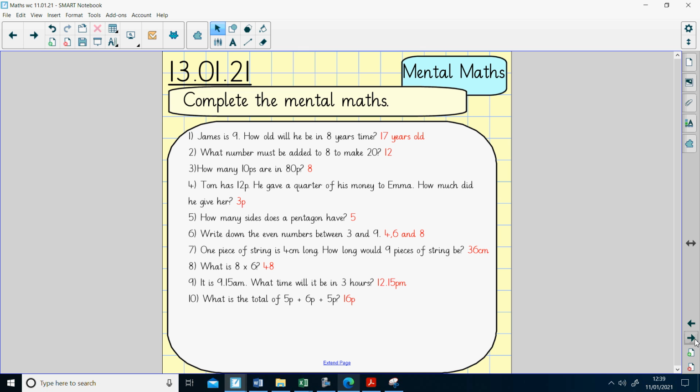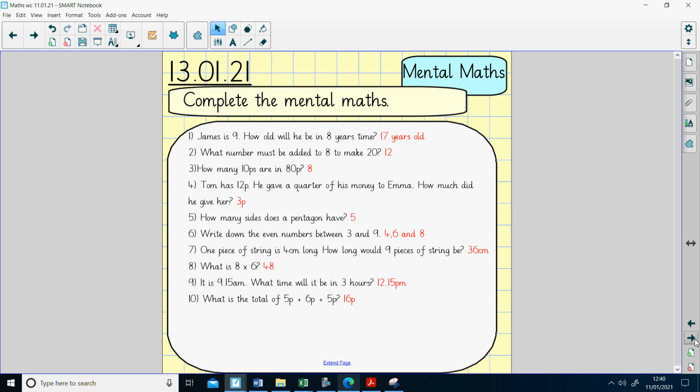One piece of string is 4 centimetres long. How long would 9 pieces of string be? And the answer is 36 centimetres. Question 8. What is 8 times 6? And the answer is 48. Number 9. It is 9:15 a.m. What time will it be in 3 hours? And the answer is 12:15.